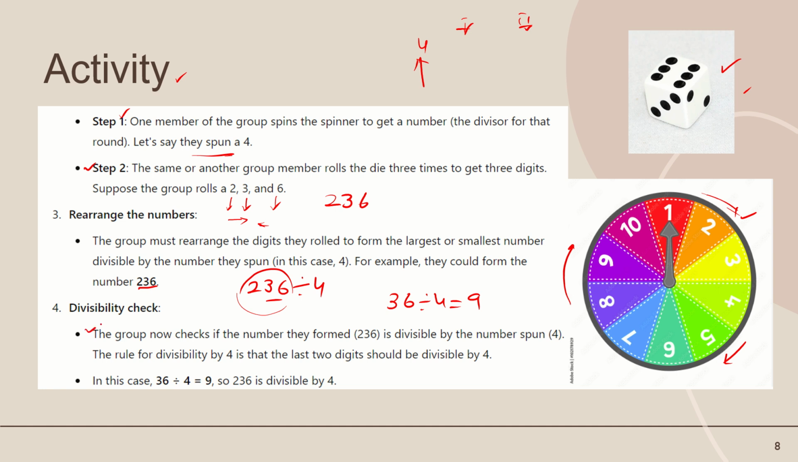Okay, now checking this one, the last two digits are 36, which is divisible by 9, so 236 is divisible by 4. I repeat it again. Why are we dividing by 4? Because the spinner spun at 4.